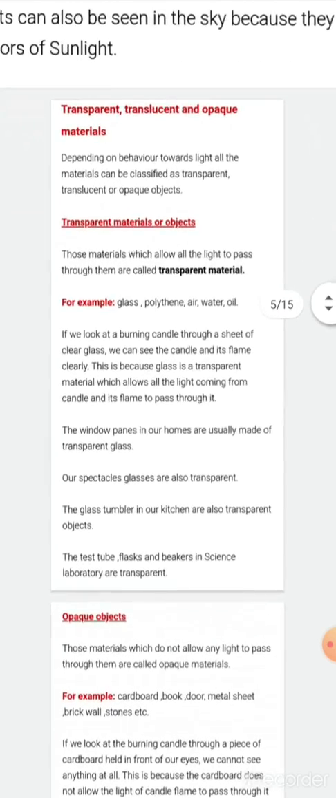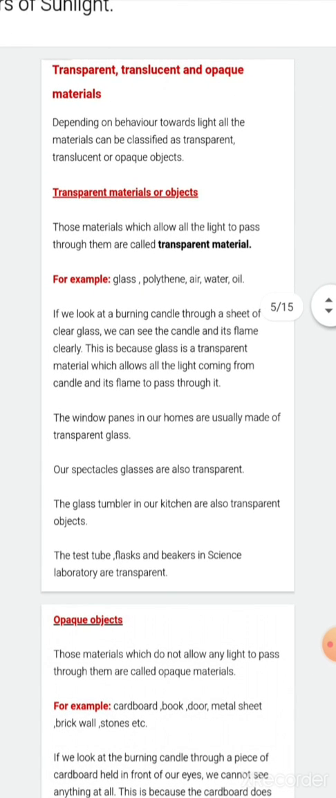Now what do you mean by some topics which are known as transparent, translucent and opaque materials? Depending on their behavior towards light, all the materials can be classified as transparent, translucent or opaque objects. The first one is, what do you mean by transparent materials or objects? Those materials which allow the light to pass through them are called transparent materials.